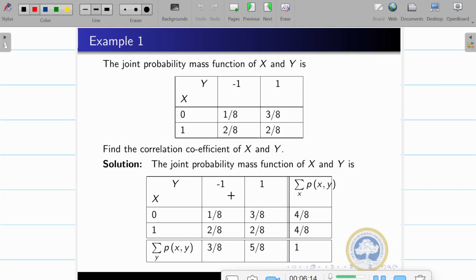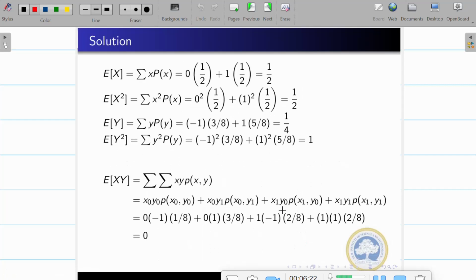For the marginal PDF of minus 1, it is 3 by 8, and for 1, it is 5 by 8. And the overall total should be 1. So expectation of x is nothing but x into p of x, whereas expectation of x square is x square into p of x. Similarly for y.